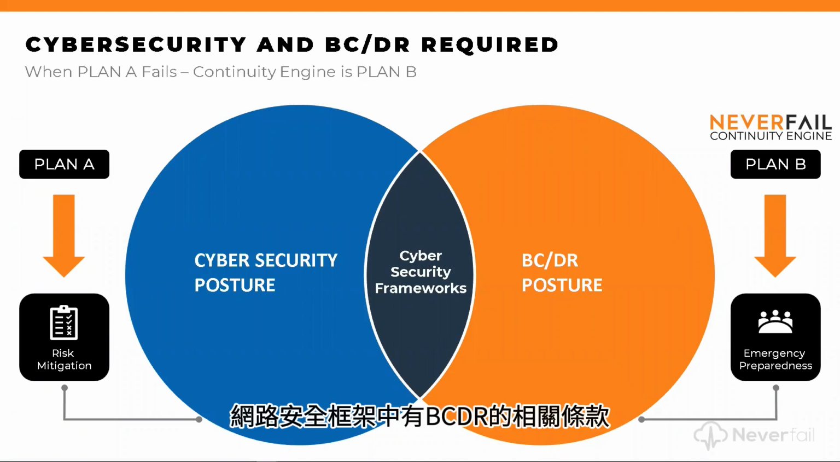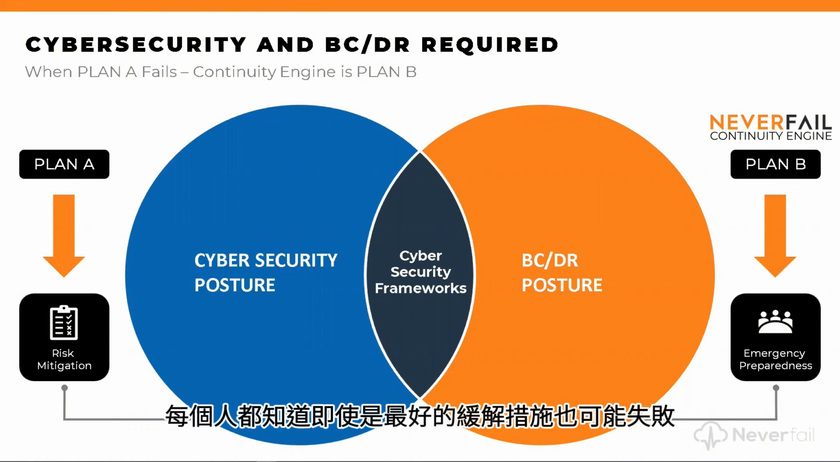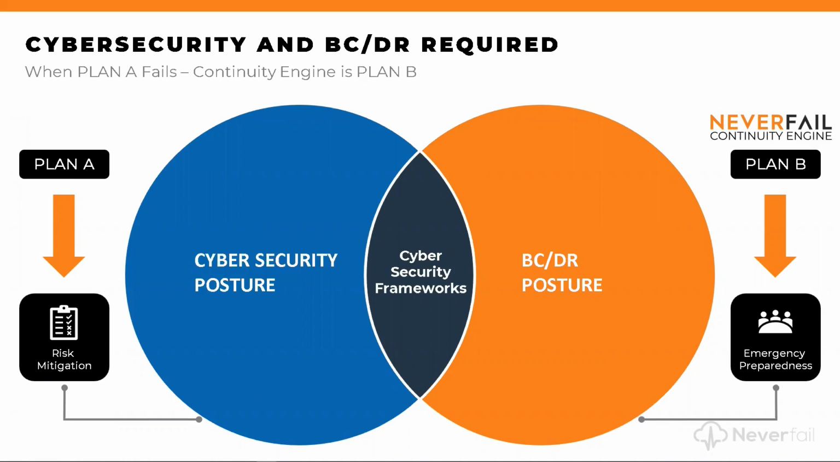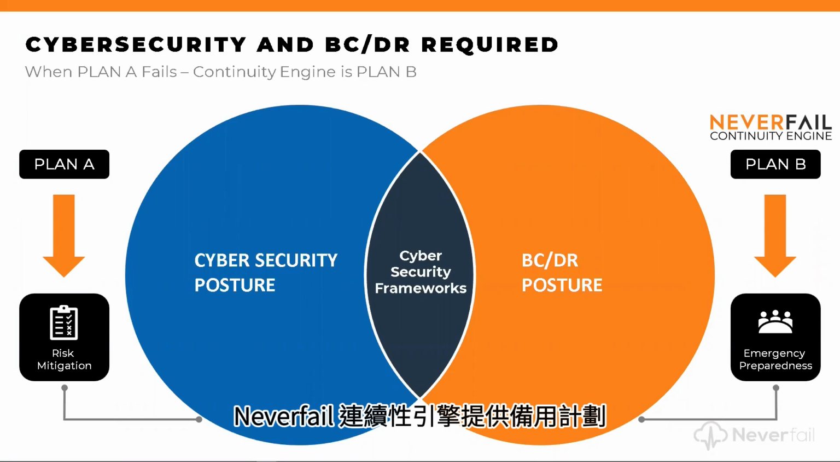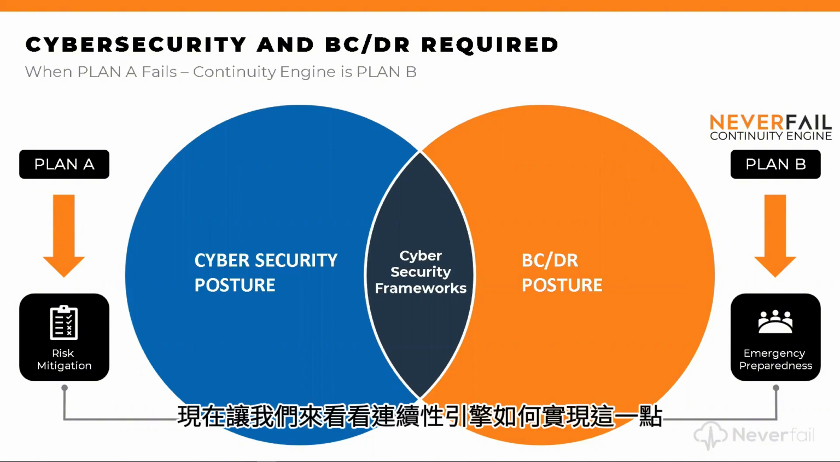Cybersecurity frameworks have provisions for BCDR because it's required to have a plan B. Everyone knows even the best mitigation efforts can fail. So emergency preparedness is necessary to recover systems destroyed by ransomware or other server and data corruption events. Neverfail Continuity Engine provides Plan B in several areas related to business continuity. Effortless ransomware recovery is just one. Now let's take a look at how Continuity Engine can accomplish this.